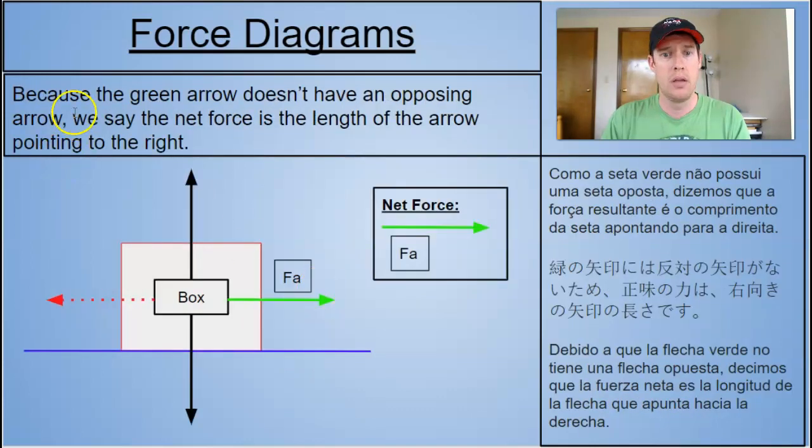Well, because the green arrow doesn't have an opposing arrow, we say that the net force is the length of that whole green arrow pointing to the right. And we have labeled what force is winning. So this whole green arrow in the right direction is the applied force. So the net force is this arrow, the whole thing, and we label what force that is.